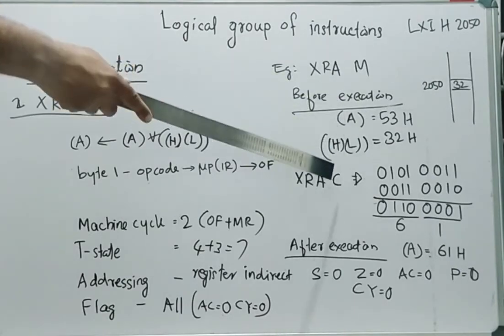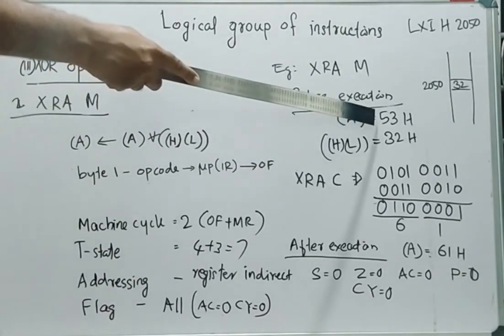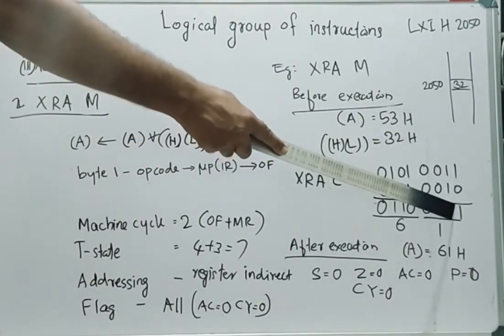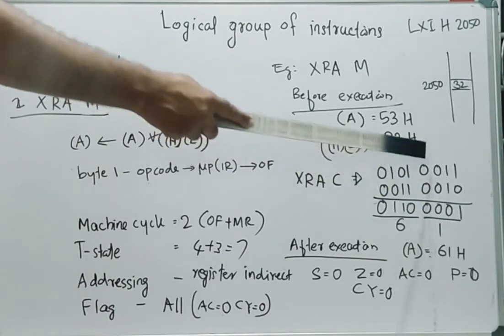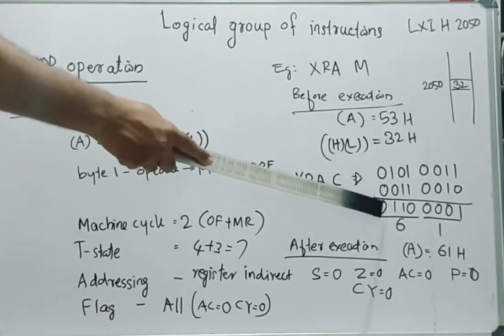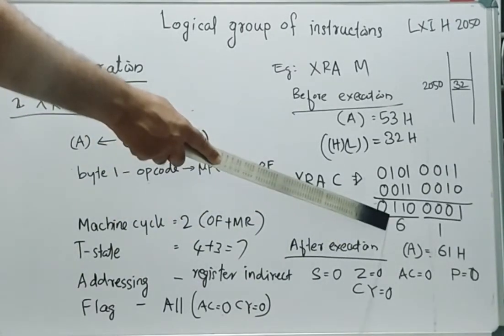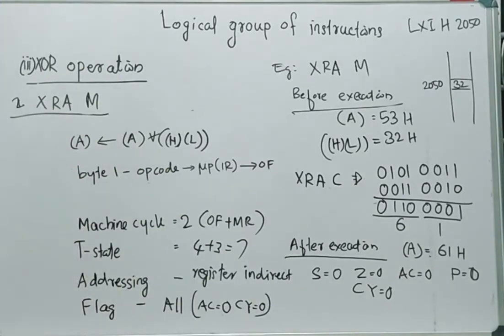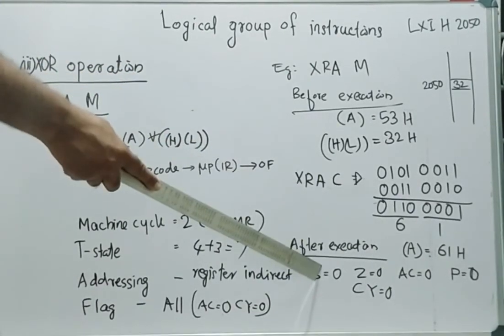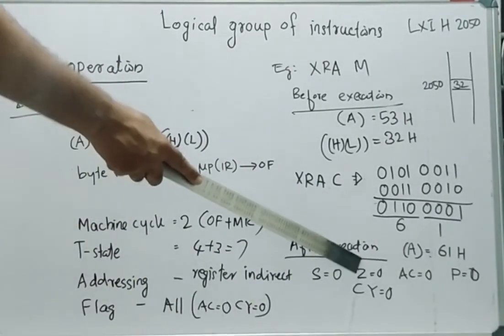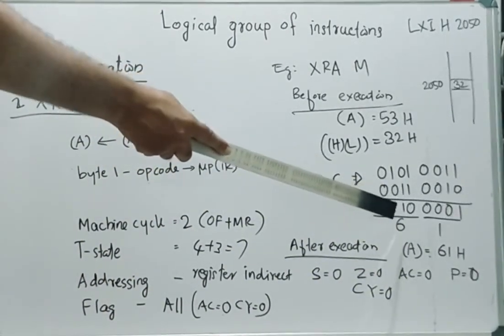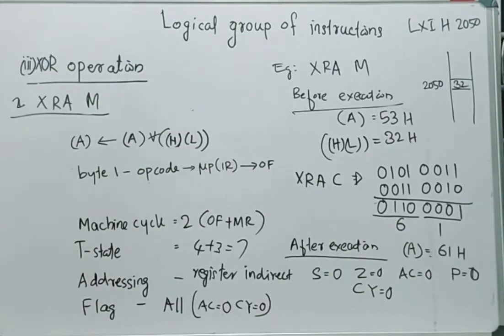In order to do this operation manually, let's convert these numbers into binary form like this. Here 1 XOR 0, the result is 1; 1 XOR 1, the result is 0; and so on. So the result is obtained as 61H. After execution of this instruction, the content of the accumulator becomes 61H. As the MSB of the result is 0, the sign flag is 0. As the result is not 0, the zero flag is 0. Auxiliary carry and carry are always 0. Parity is odd, therefore the parity flag is 0.